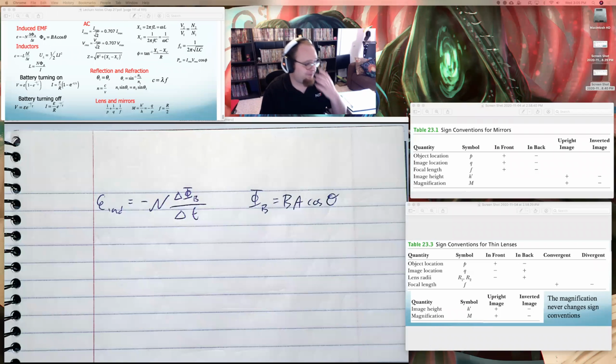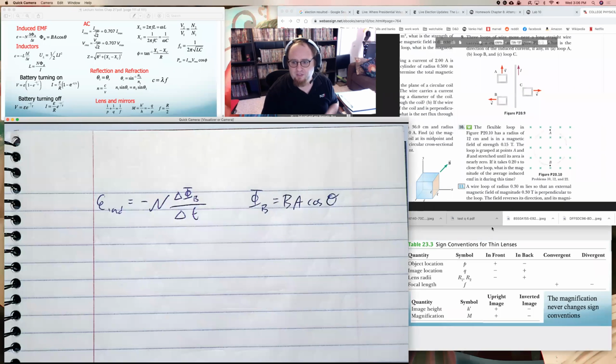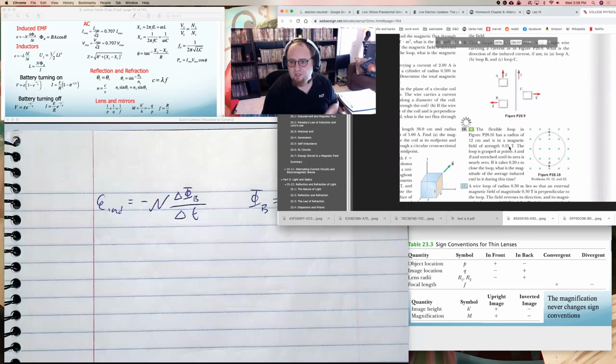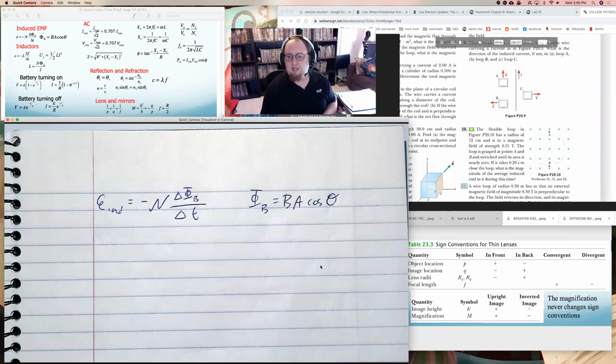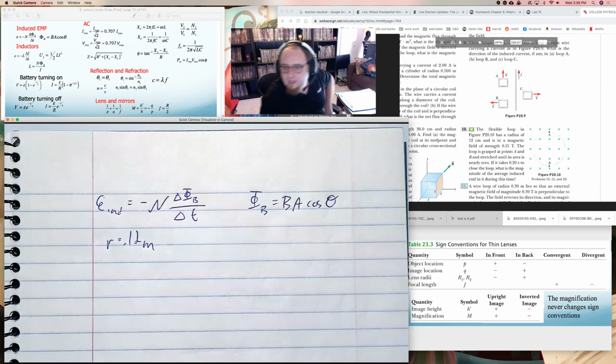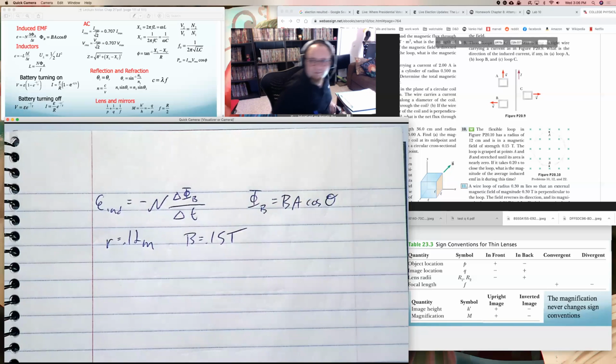Okay, and resuming recording. So the problem I have, which I'm going to see what form I can put this up in. There we go. This is from an old textbook, or the textbook I once used. I'm going to do question 10 right here. It says, the flexible loop in the figure has a radius of 12 centimeters and is in a magnetic field of strength 0.15 Tesla. The loop is grasped at point A and point B and stretched until the area is nearly zero.